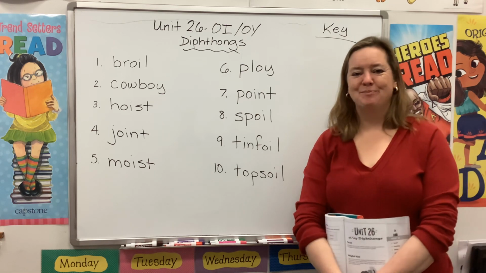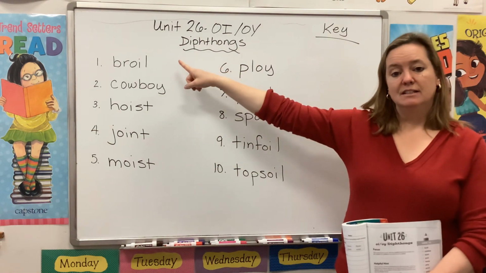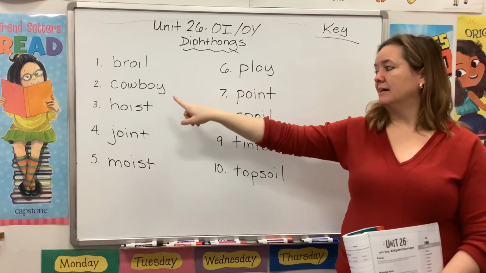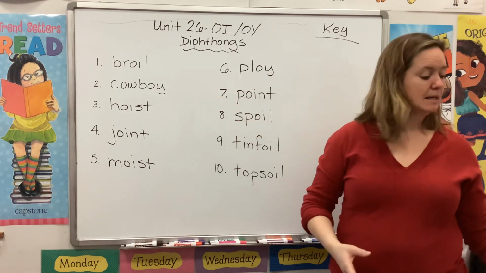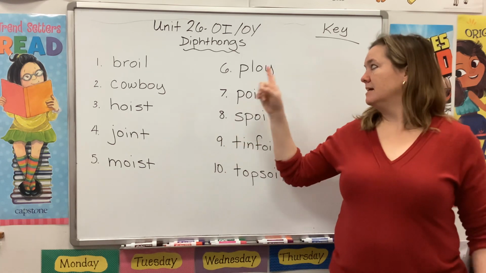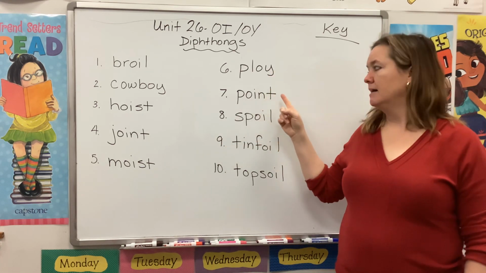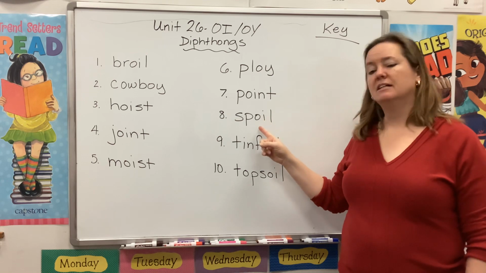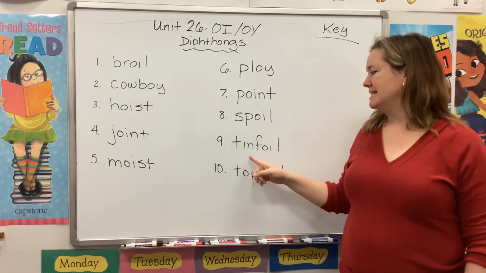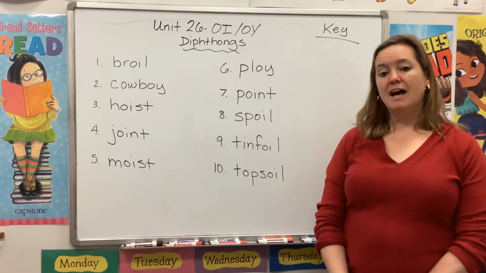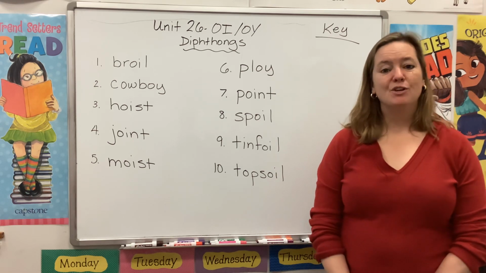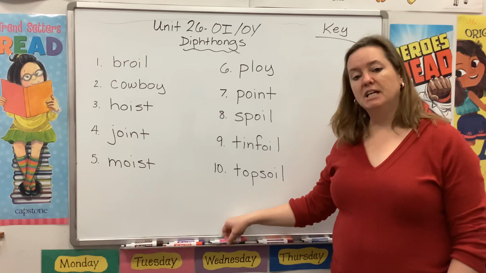Here we go. Broil, cowboy, hoist, joint, moist, ploy, point, spoil, tinfoil, topsoil. Did you hear that oi in each word? Great. So let's start by choosing a color.